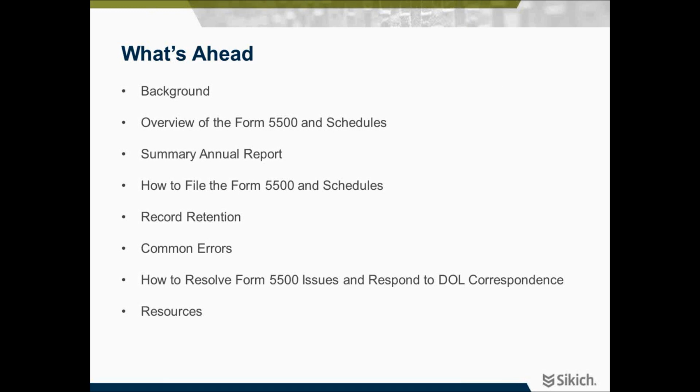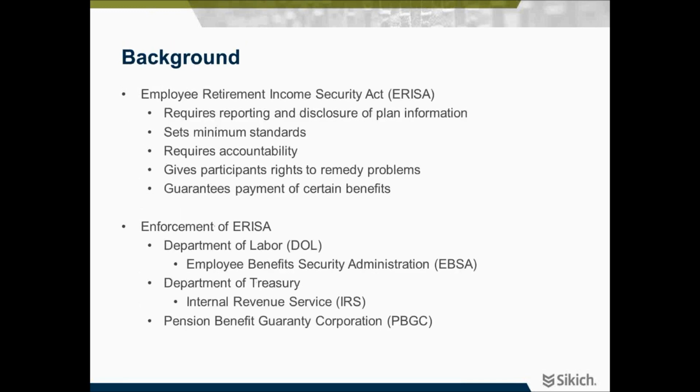So what's ahead: we'll start out with some background, and then we'll go over the 5500 and the schedules. I'll show you a summary annual report. I'll tell you how you would file a Form 5500 and the schedules. We'll talk a little bit about record retention, and we'll go over some common errors and give you some ideas of how you can resolve Form 5500 issues and respond to any DOL correspondence. And last, we'll go over some resources available to you.